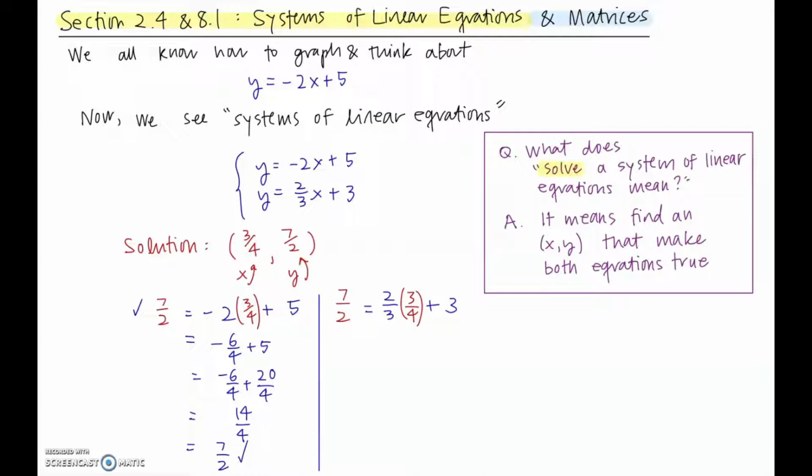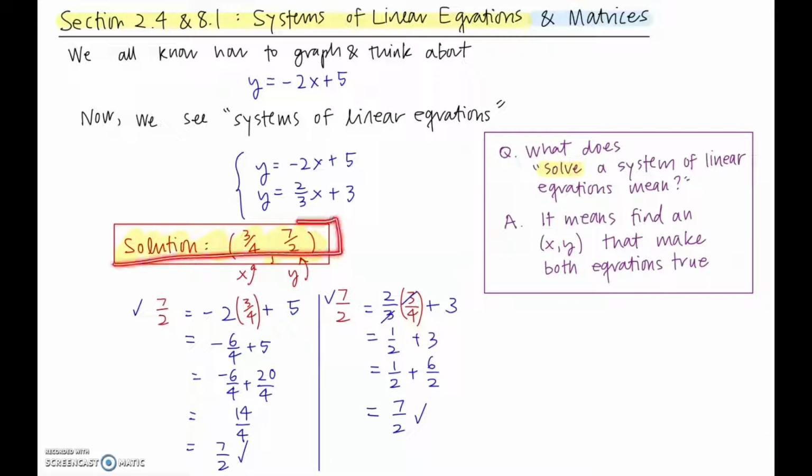Okay, so let's figure this out. On the right side, these 3's will cancel. I have 2/4, which is 1/2. So 1/2 plus 3, that's 1/2 plus 6/2, and that's 7/2. Good, it works for the second equation also. So this really is a solution for this system of equations.